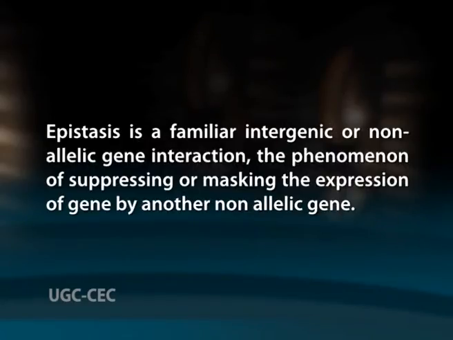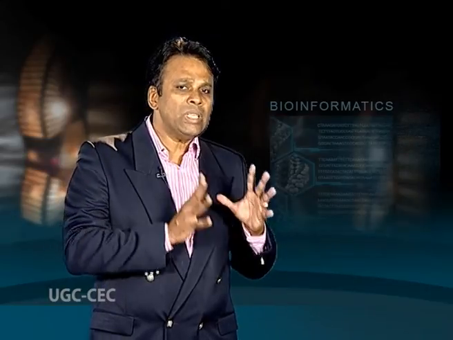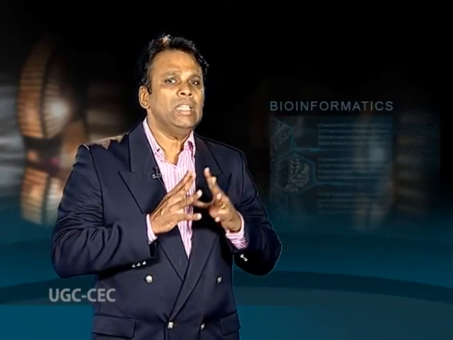Allelic gene interaction occurs between the two alleles of the same gene, but non-allelic gene interaction occurs between the alleles of different genes. Epistasis is a familiar intergenic or non-allelic gene interaction, the phenomenon of suppressing or masking the expression of a gene by another non-allelic gene. Epistatic gene is the gene which suppresses the expression of a non-allelic gene. The gene or locus which is suppressed by the presence of a non-allelic gene is termed as hypostatic gene.